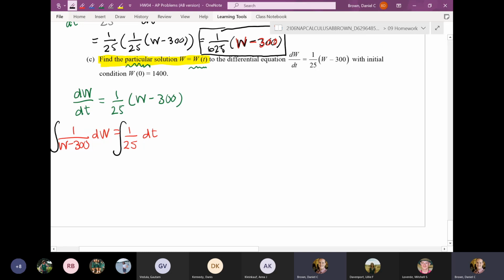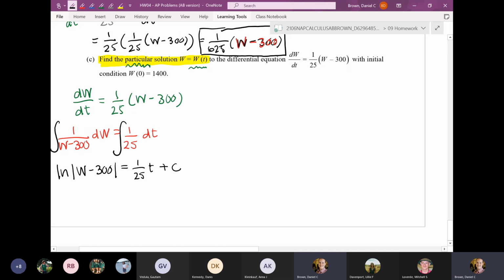These w's, that's w minus 300 in the denominator, raised to the first power. So we get the natural log of the absolute value of w minus 300. 1 over 25 is a number. Its antiderivative is 1 over 25t. And then please don't forget the plus c.